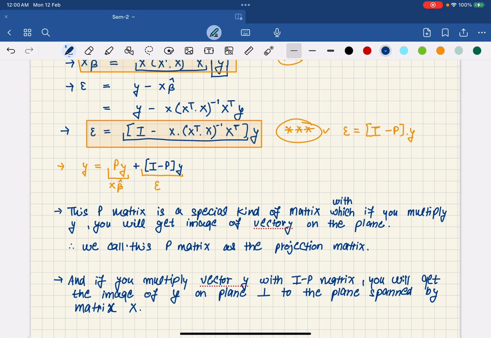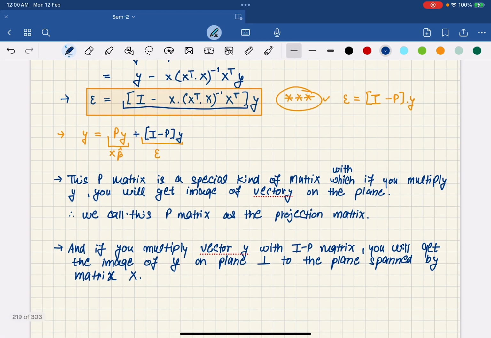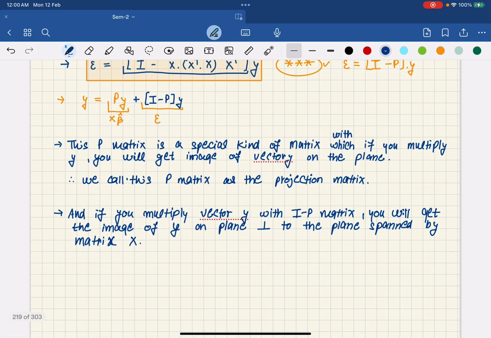Okay, so this P and this I minus P matrices are the projection matrices. Two different kinds of projection matrices. Okay, now note both P and I minus P matrices are idempotent matrices.